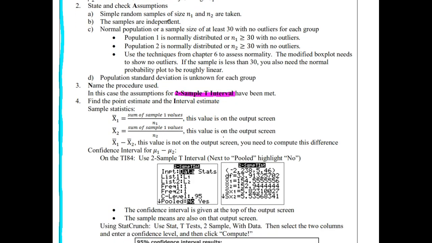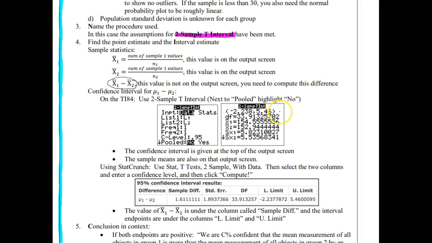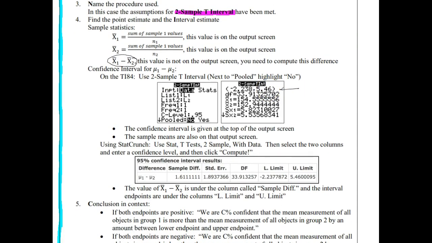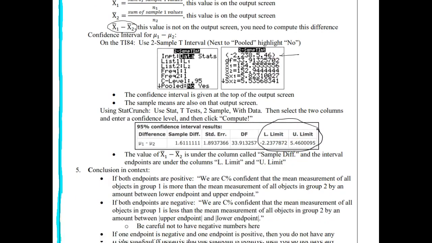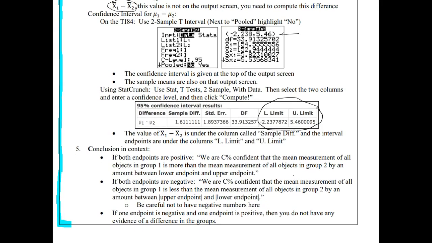The sample statistics for quantitative data will be x bar 1 and x bar 2, and in particular for two groups, we're looking at that difference, x bar 1 minus x bar 2. The confidence interval is going to be on that output screen for us. Using StatCrunch, the endpoints are called lower limit and upper limit. No matter which technology we use, we're going to get these values for our point estimate and our interval estimate. Then our conclusion depends on the fact that we're looking at a difference.